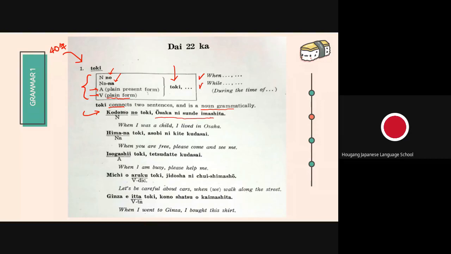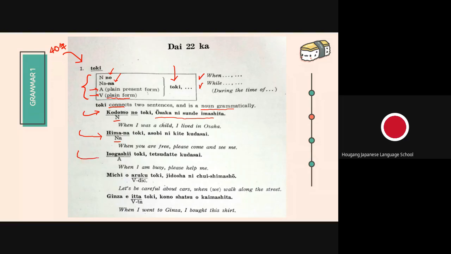I was staying in Osaka, I live in Osaka. Okay, next, they just use a na adjective now. We just change to a different format, then you can understand. Hima na toki, when free, or when you are free, asobi ni kite kudasai, please come and play. Okay, easy grammar.